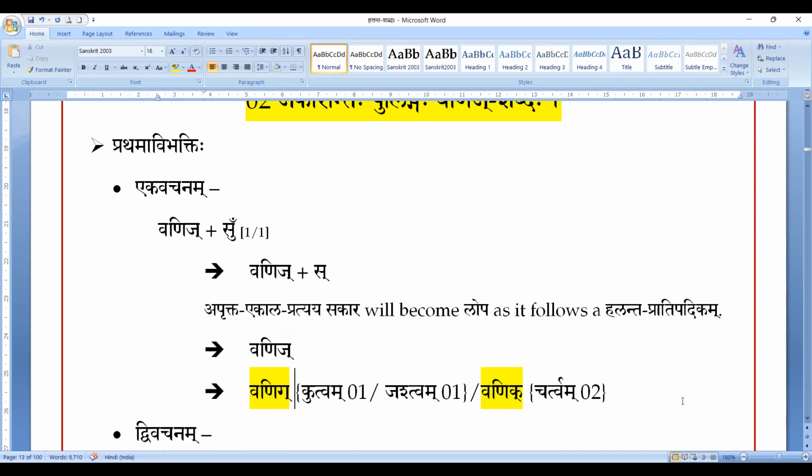And Vanik is a Padam. So a Jal letter at the end of the Padam is optionally replaced by a Char letter, which is Vanik. Therefore, applying Chartva Vidhi, you have two forms: Vanij, that is Vanig or Vanik. Two forms are there for Pratama Vibhakti Ekavachanam.